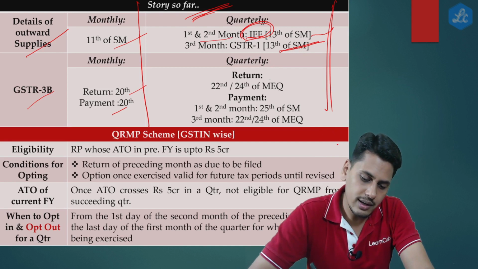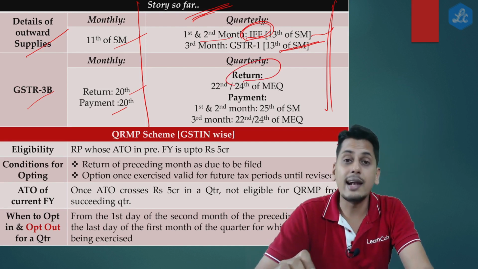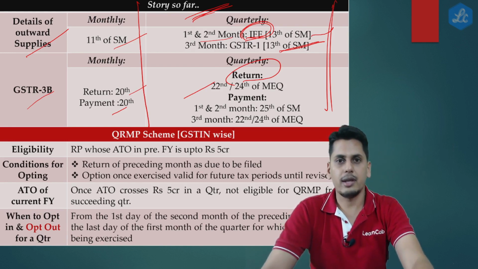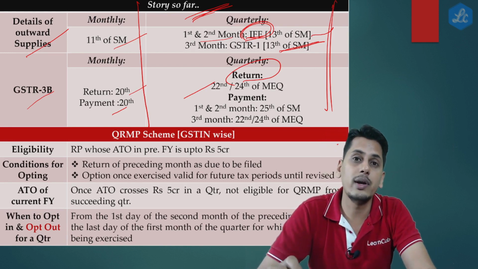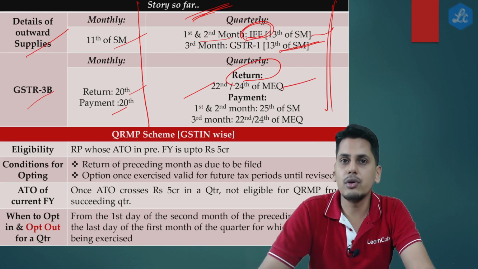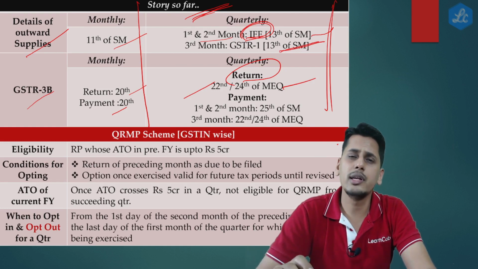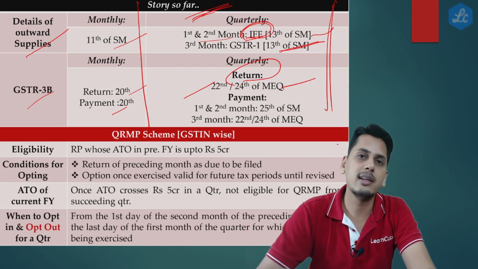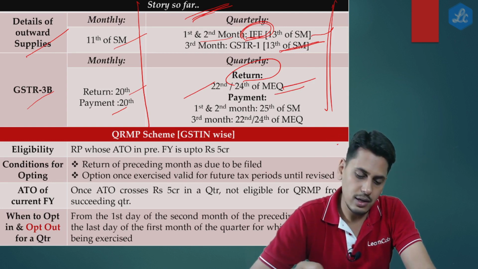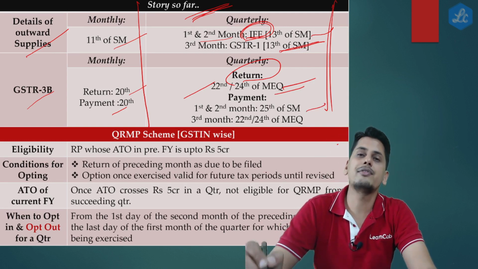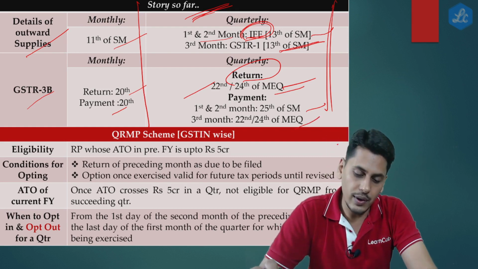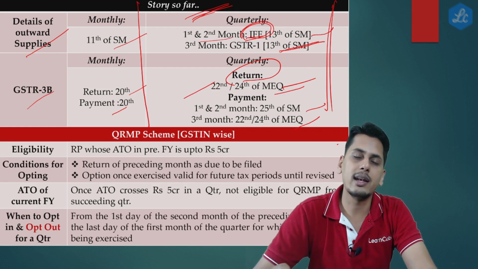As regards the quarterly return, for category A states it is 22nd of the month following the end of the quarter. For example, April, May and June, it is going to be 22nd of July. For category B states, it is going to be 24th of the month following the end of the quarter. You need not memorize which states are in category A and which ones are in category B. As regards payment, for the first and the second month, it is 25th of the subsequent month. For the third month, it is going to be along with the return, either 22nd or 24th based on the category of states.